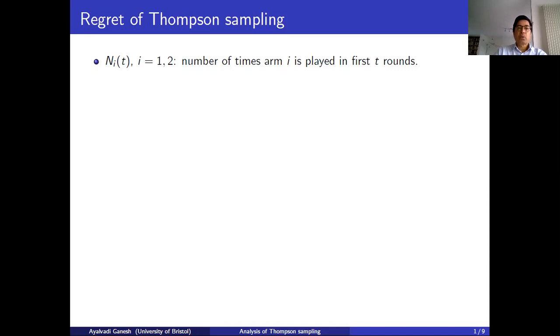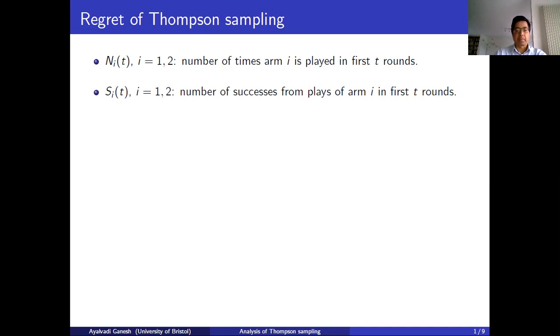So let's denote by n sub i of t the number of times that arm i has been played in the first t rounds. And we'll denote by s sub i of t the number of successes observed in these n sub i of t plays of arm i.